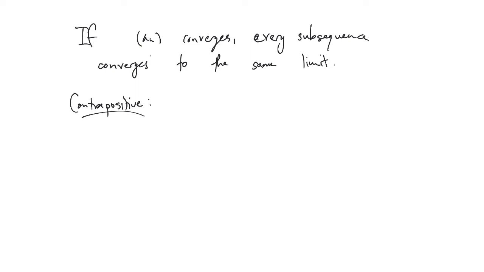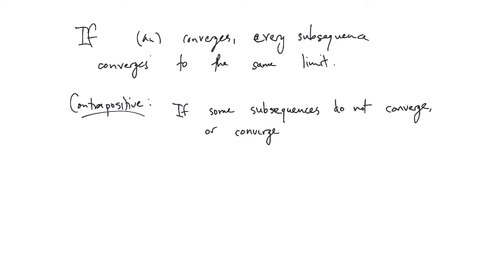And I'm going to change the if-then around the other way, but negate each side. It will say, if some subsequences do not converge or converge to different limits, that's the negation of the second part. Then the negation of the first part: a_n diverges.